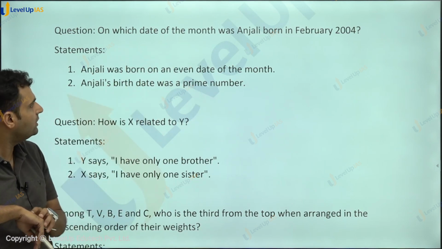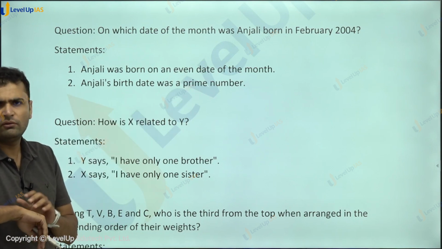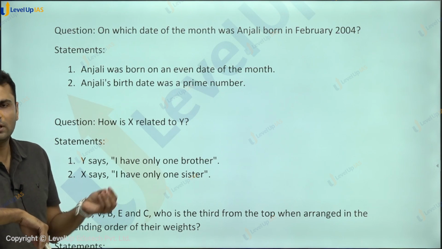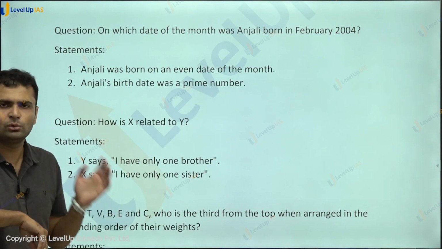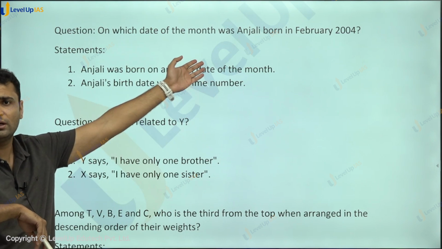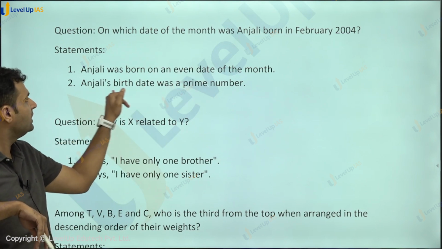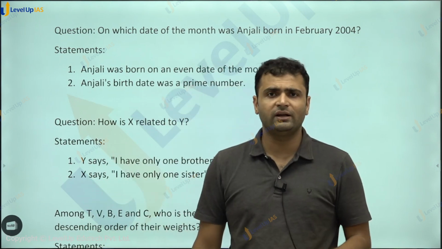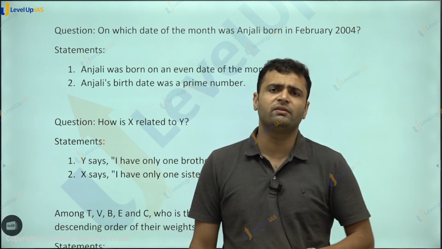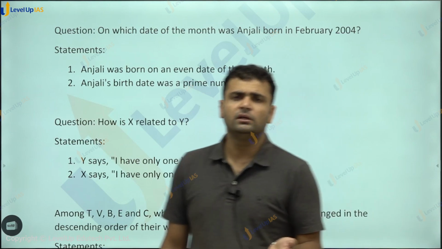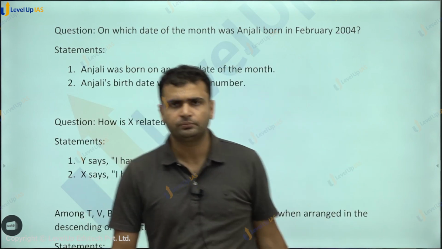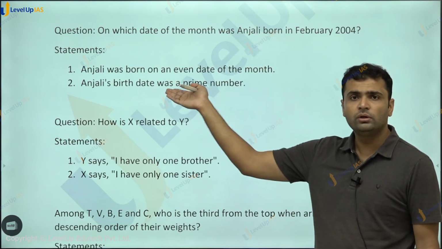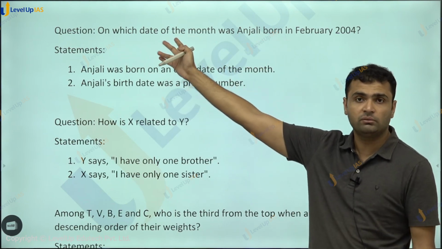First, Anjali was born on even date of the month. From this statement alone, can we conclude anything? No. Why? Because there are 14 even numbers, 2, 4, 6, 8. So 14 में से कुछ भी हो सकता है. Second statement alone, let us see. Anjali's birth date was a prime number. So till 29, there are many prime numbers. 2, 3, 5, 7, then 11, 13, 17, 19, and so on. So there are 10 prime numbers at least till 29. So you cannot conclude which birthday. You cannot definitively talk about birth date of Anjali.